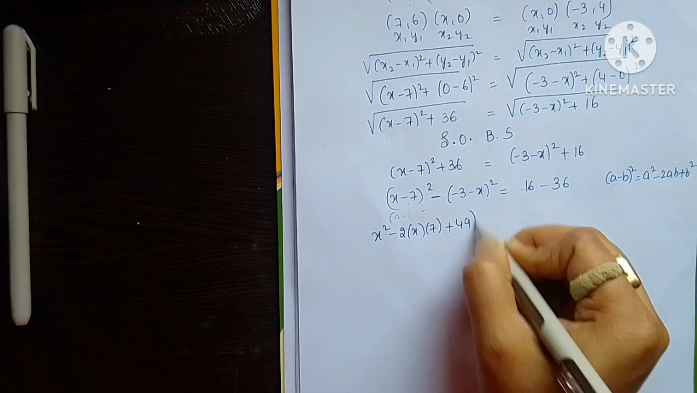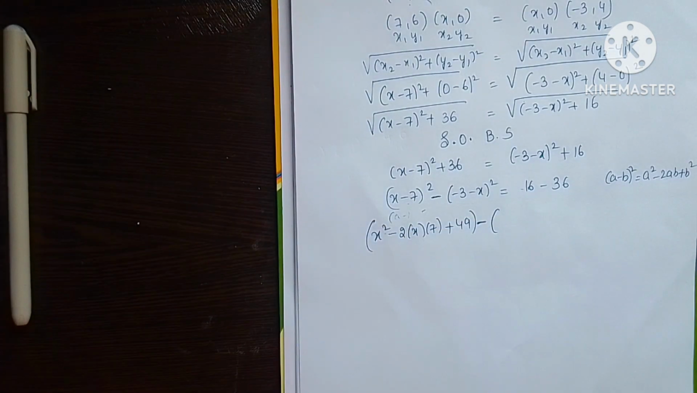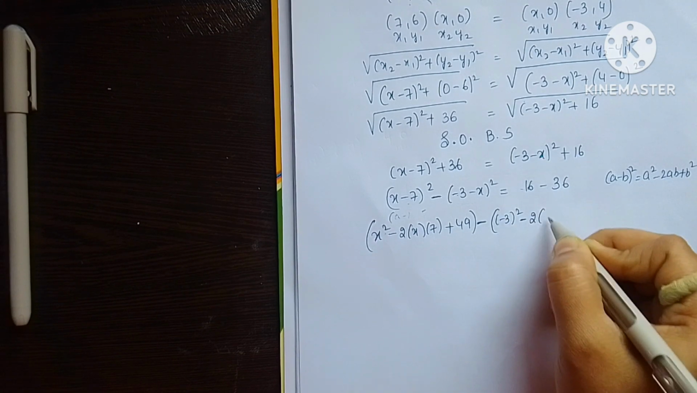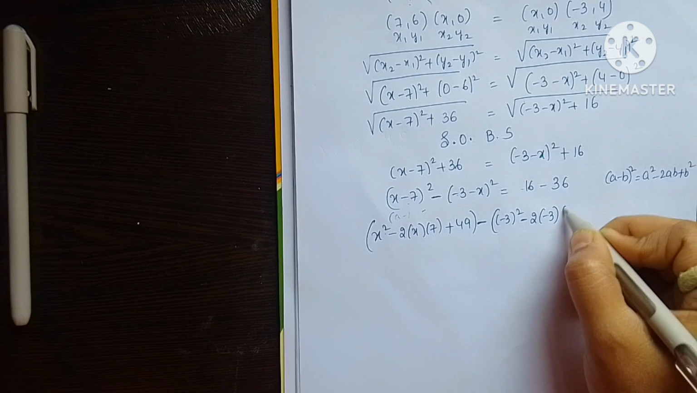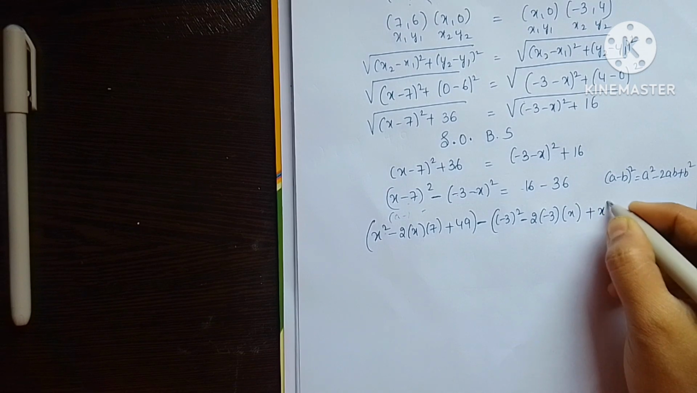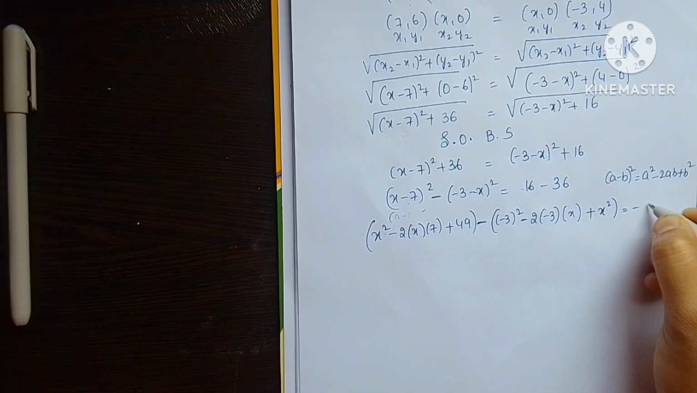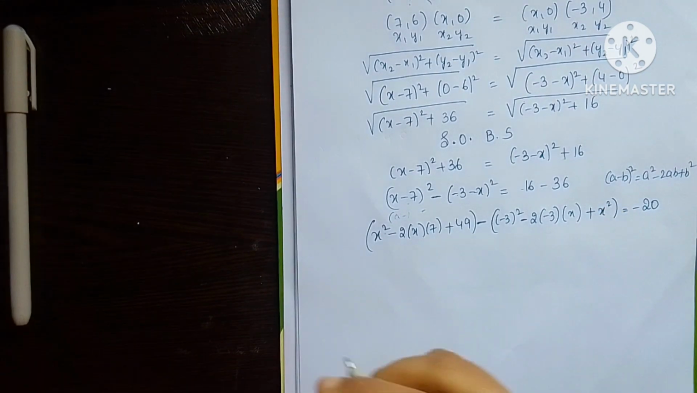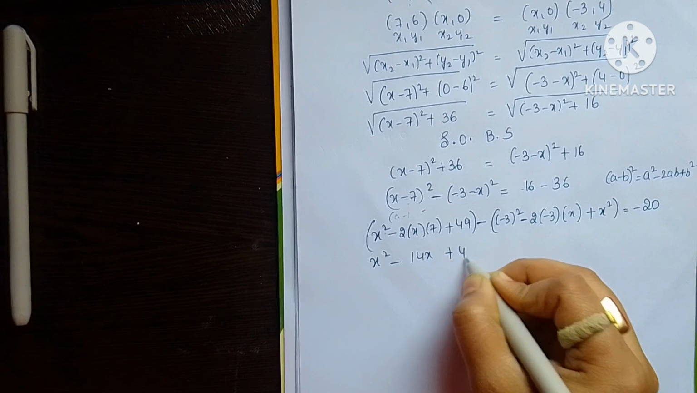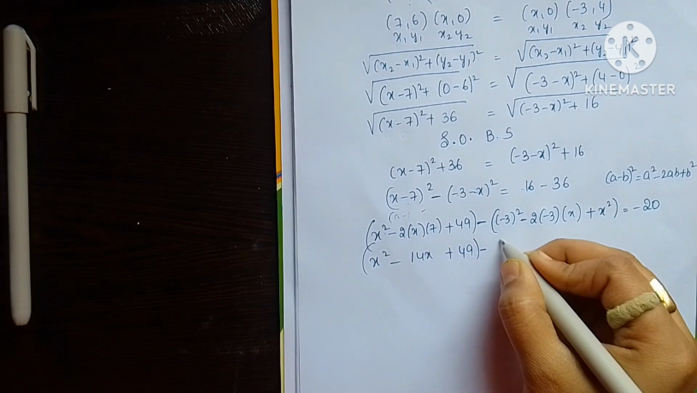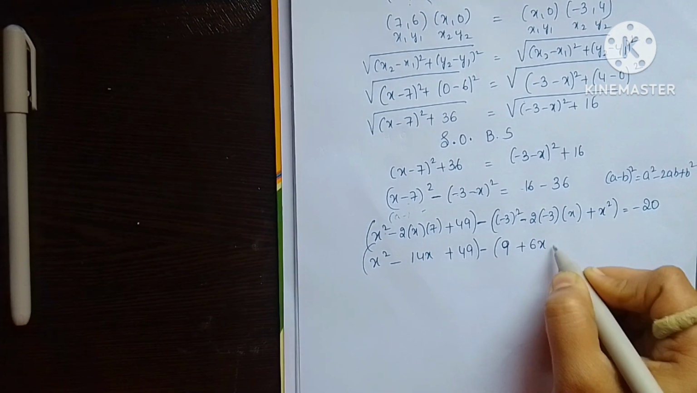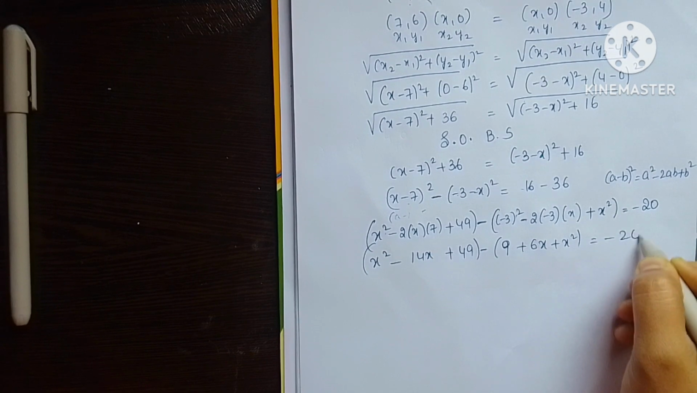A square minus 2 into a into b plus b square: 7 square is 49, minus 3 square, minus 2 into a into b plus b square. B square is x square. So 16 minus 36 is minus 20. Now do it: x square minus 14x plus 49, minus 3 square is 9, minus 6x, minus x square is equal to minus 20.